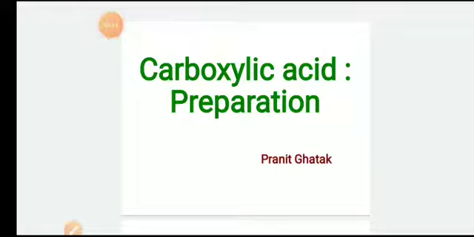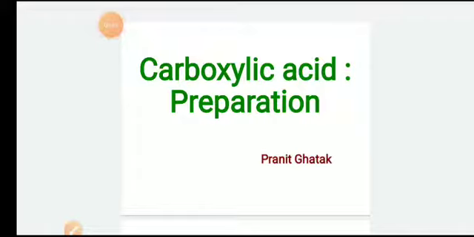So, let's begin. In previous classes, we have already been discussing the IUPAC nomenclature of carboxylic acid. In today's class, we are going to discuss the preparation of carboxylic acid. There are 7 to 8 methods for the preparation of carboxylic acid.